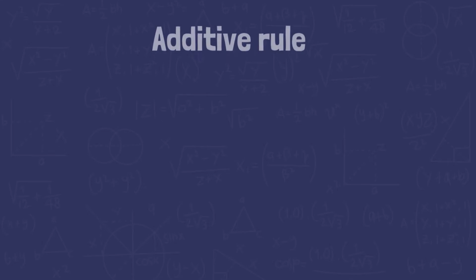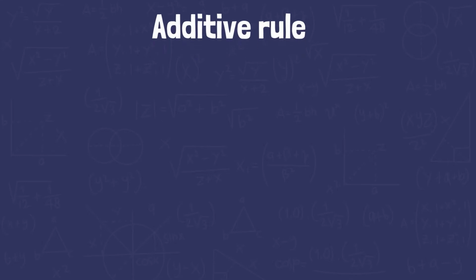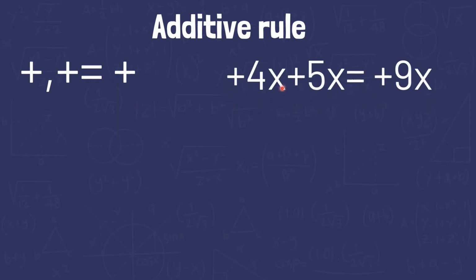Now we're going to be doing additive rules. Before starting this, you need to keep two things in mind. Same signs, add; different signs, subtract. So keep this in mind. For example, we have 2 plus, 2 plus, which are the same signs, so we're going to be adding them. For example, 4x plus 5x. Both of them have the plus sign, so we just added them and now we got the answer 9x.